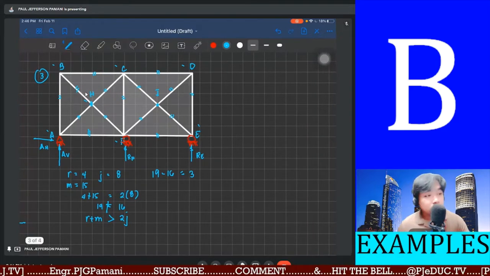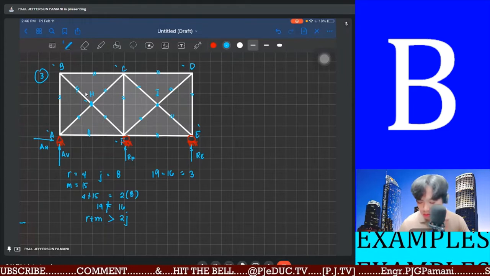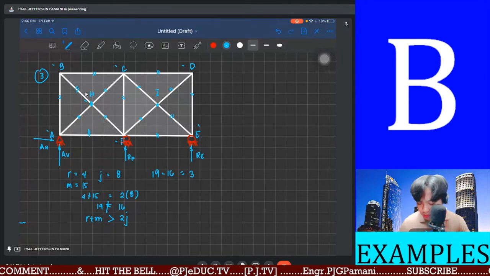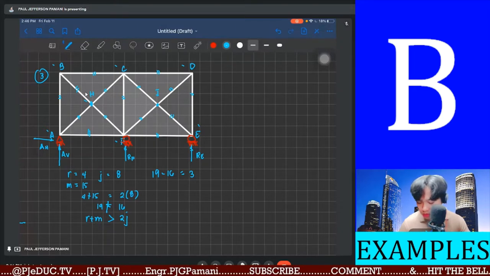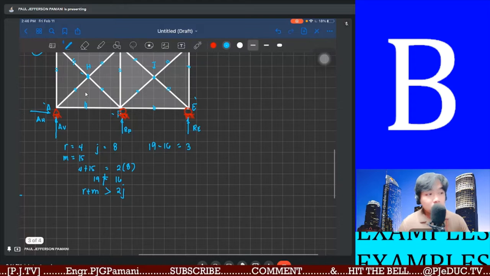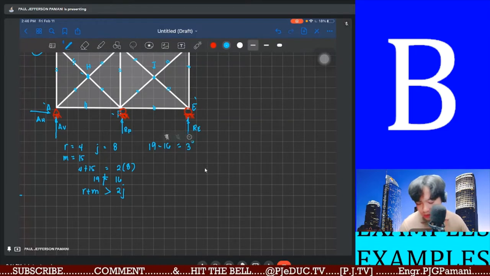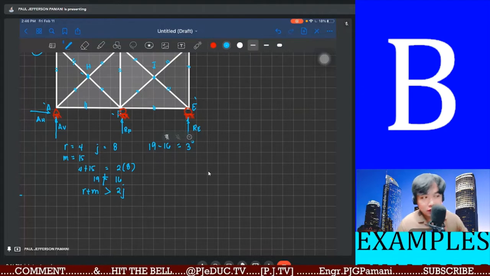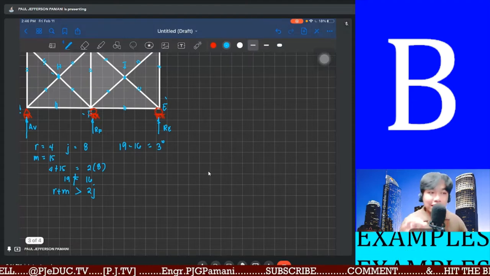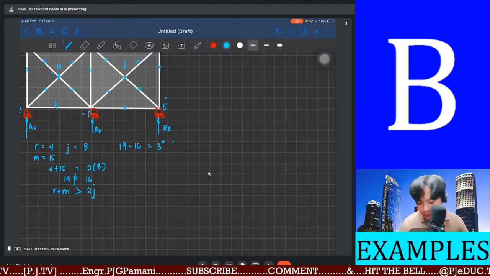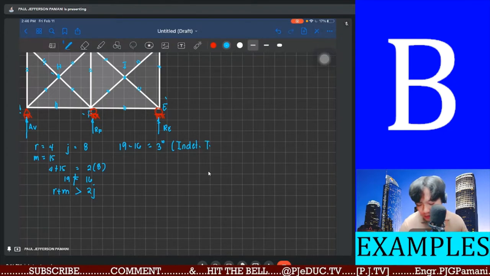Tama ba? Binilang nyo? 1, 2, 3. Tama. 19 minus 16, we have 3. So basically positive. If it is positive, therefore it has now a 3 degree of indeterminacy within the given truss system. Or this is now an indeterminate truss.